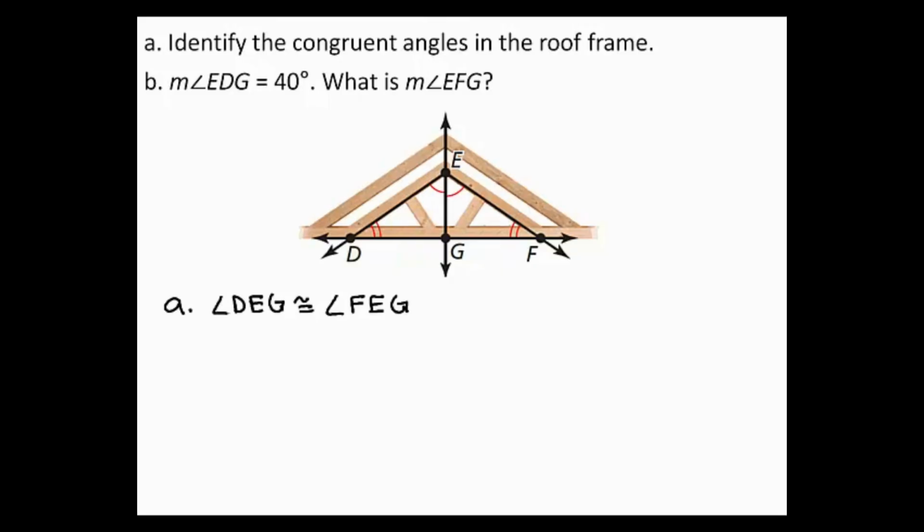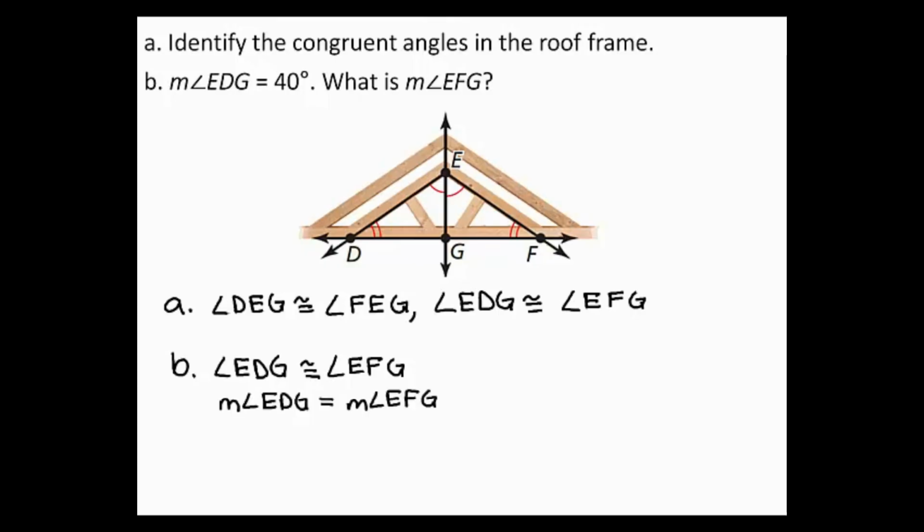In addition, angle EDG and angle EFG are both marked with double arcs. So, angle EDG is congruent to angle EFG. Next, in Part B, you are asked to find the measure of angle EFG. From the diagram and from Part A, you know that angle EDG is congruent to angle EFG. So, by the definition of congruent angles, the measure of angle EDG equals the measure of angle EFG.